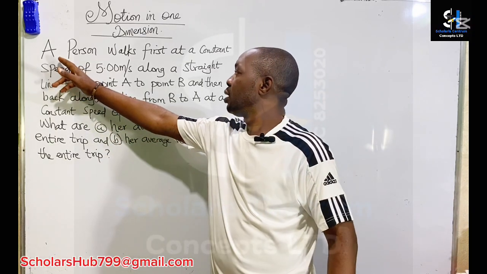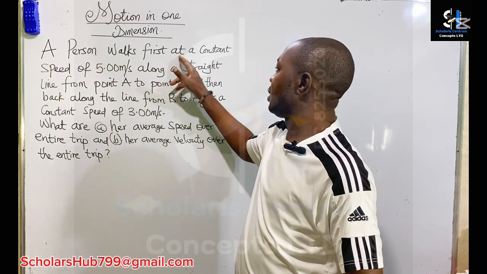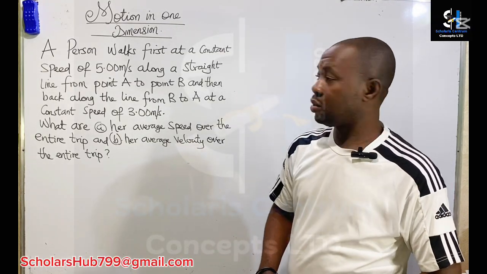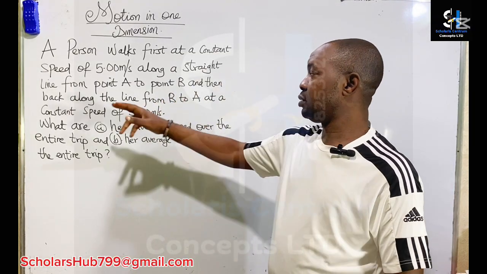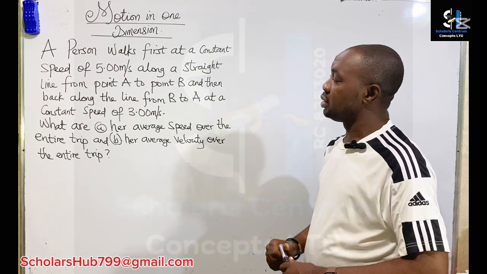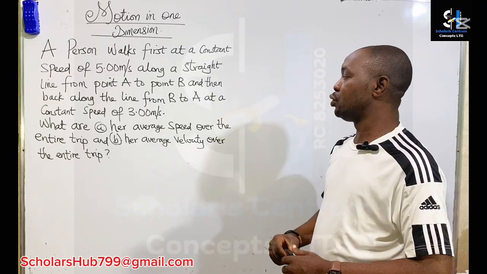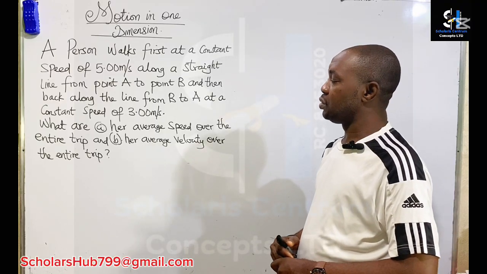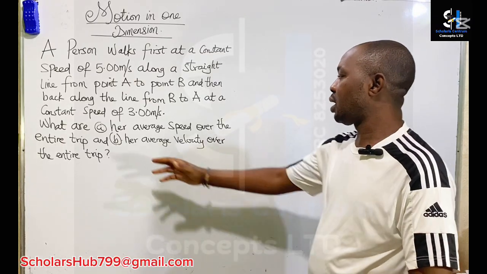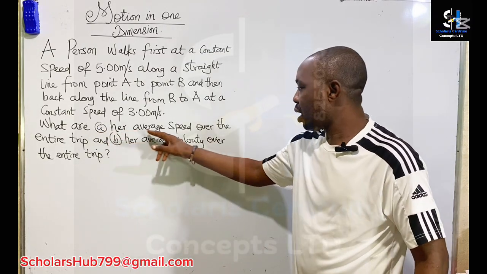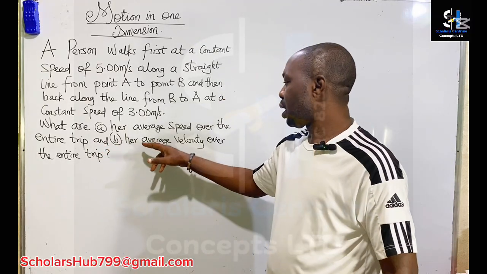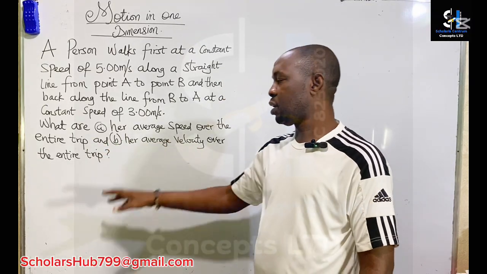We have a person who walks first at a constant speed of 5.00 meters per second along a straight line from a point A to a point B, and then back along the line from B to A at a constant speed of 3.00 meters per second. What are our average speed over the entire trip, and our average velocity over the entire trip?